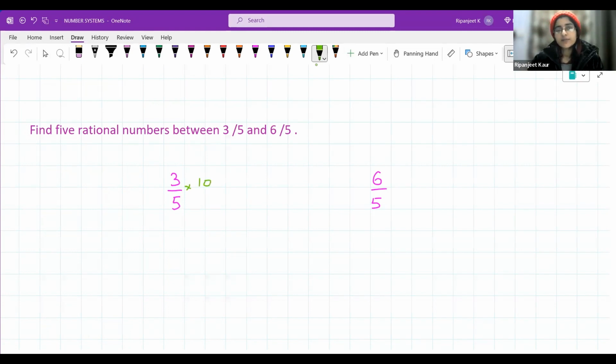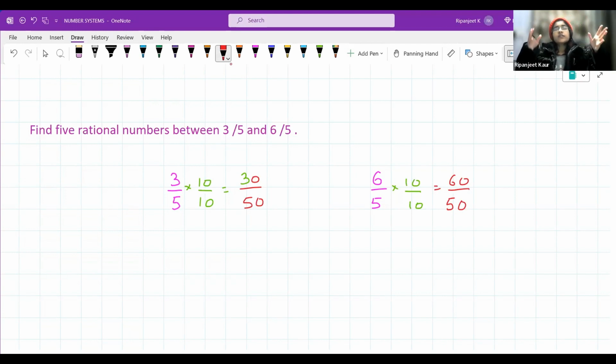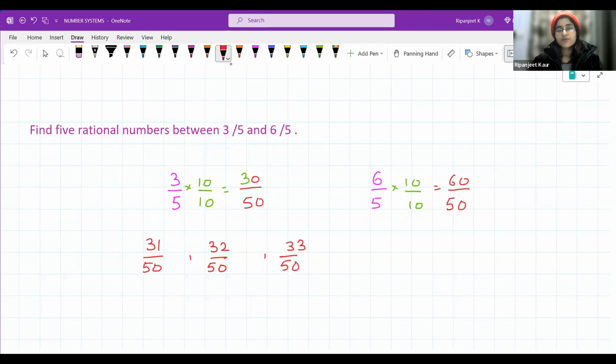Just multiply and divide by 10. We saw it yesterday, you remember? So what are we going to get? It becomes 30/50, and this becomes 60/50. Now, what are the numbers that can be between 30 and 60? So many numbers, right? Like 31, 32, 33, 34, and so on. And over it, we just have to write 50. Very easy peasy way, right?